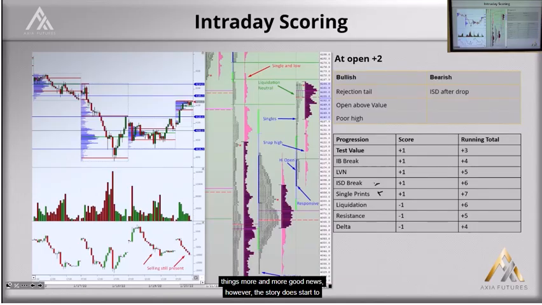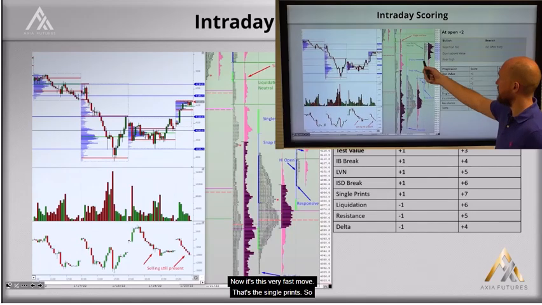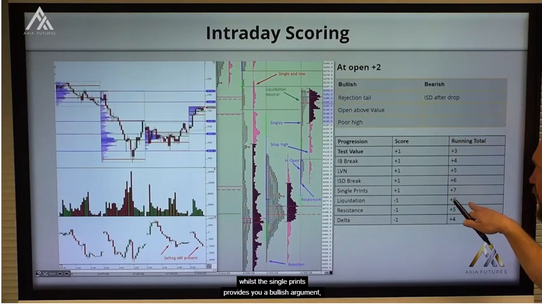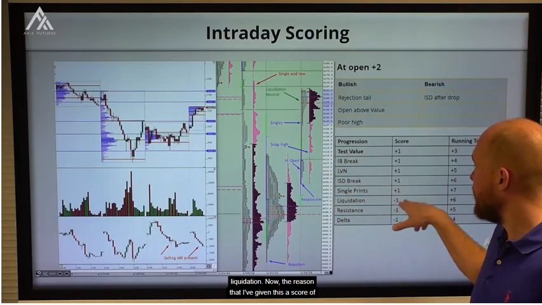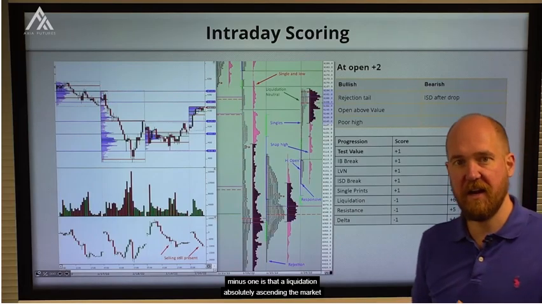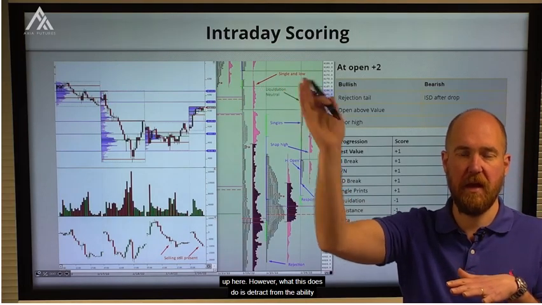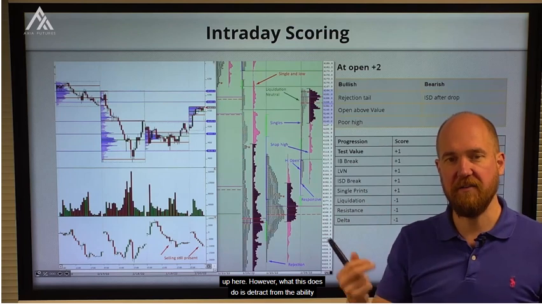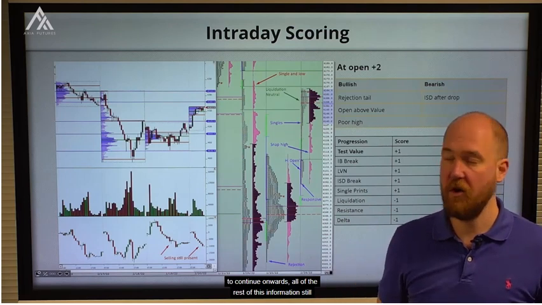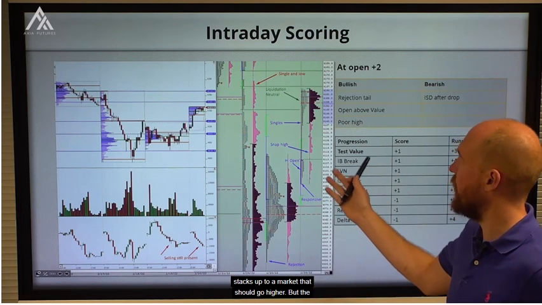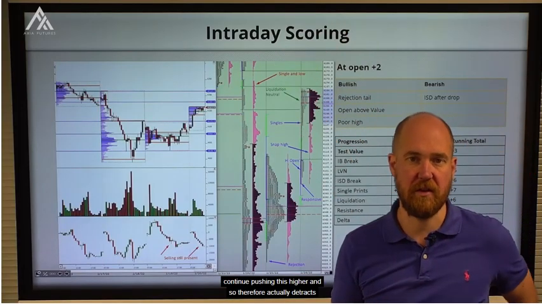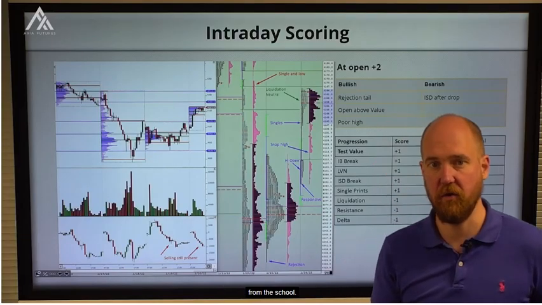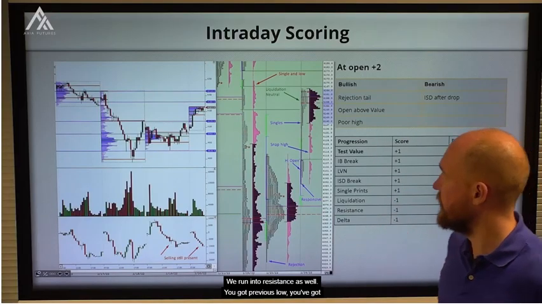However, the story does start to change. You have a liquidation. That's this very fast move. That's the single prints. So whilst the single prints provide you a bullish argument, these are then reduced by the bearish argument of the liquidation. Now, the reason I've given this a score of -1 is that a liquidation absolutely is sending the market up here. However, what this does do is detracts from the ability to continue onwards. All of the rest of this information still stacks up to a market that should go higher. But the liquidation move suggests that there are less people to continue pushing this higher, and so therefore actually detracts from the score. We run into resistance as well.